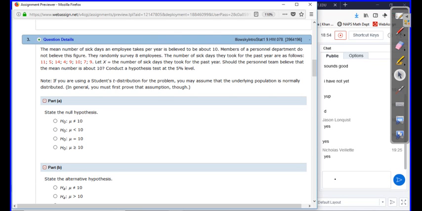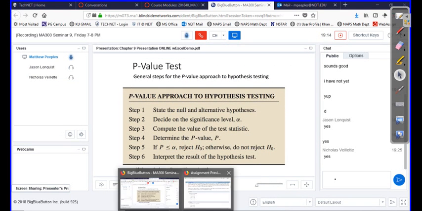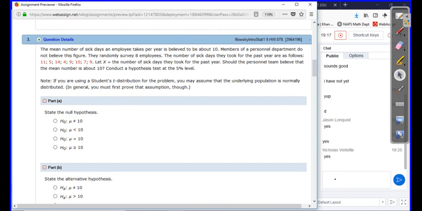So we're going to let X be the actual number of sick days that they took for the past year. Should the personnel team believe the mean number is about 10? So let's conduct our hypothesis test. And remember that the way the hypothesis test goes is as follows. Step 1, state the null hypothesis and the alternative hypothesis. So here are our choices. Is the claim that the mean is not 10, that the mean is less than 10, equal to 10, or greater than or equal to 10?